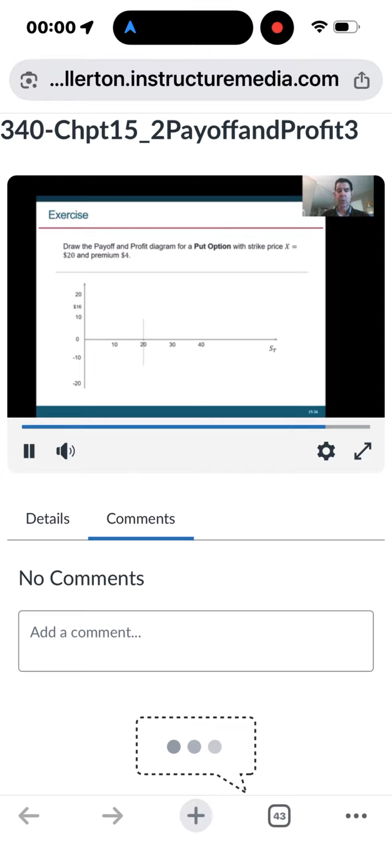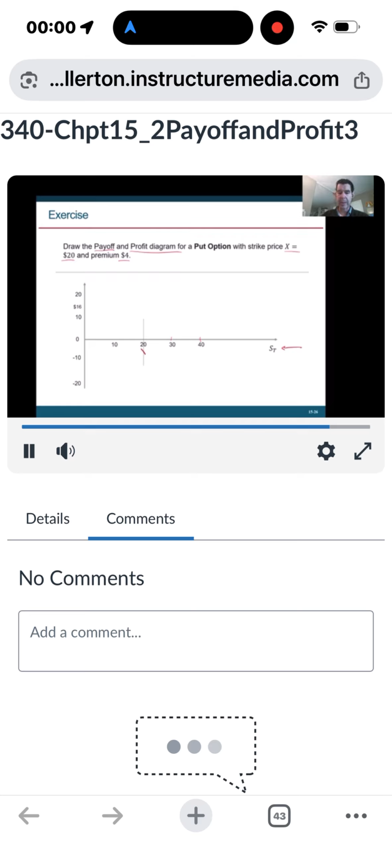All right, draw the payoff and profit diagram for a put option. So we're talking about a put option with strike 20 and premium $4. And now I've already begun to draw the diagram for you here. I've got the stock prices, and I've done some different prices here: 10, 20, 30, or 40. So that's what the stock might end up at expiration.